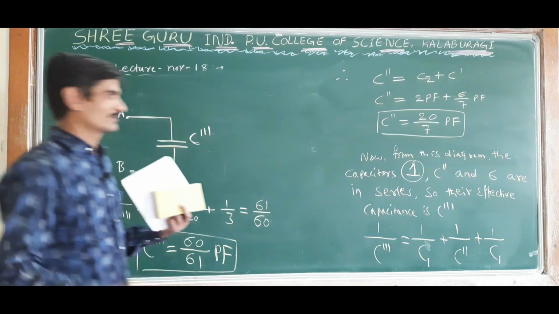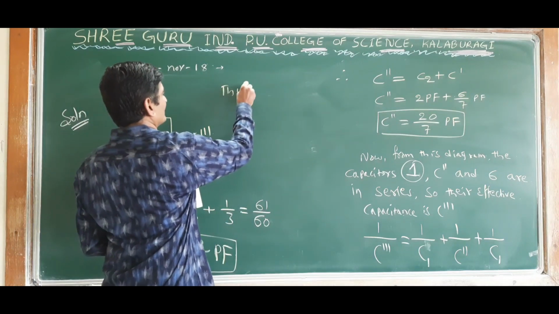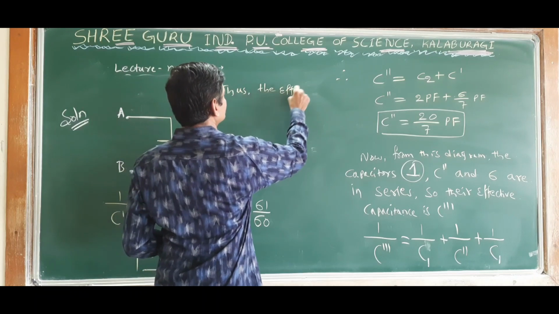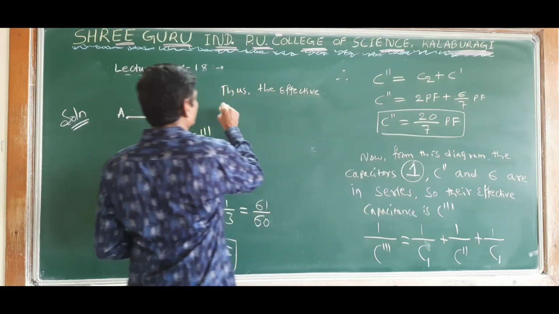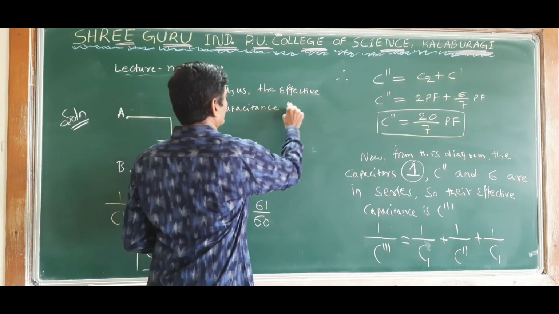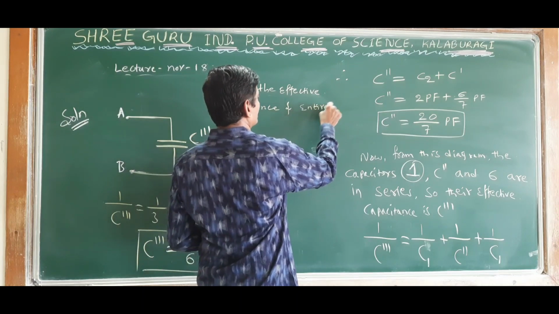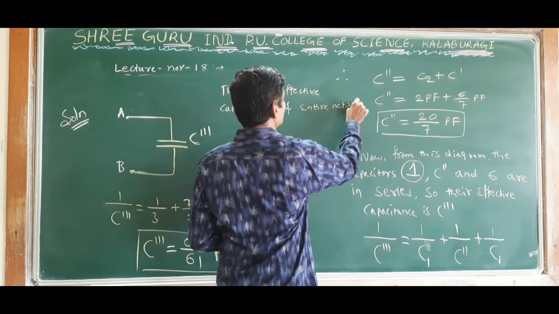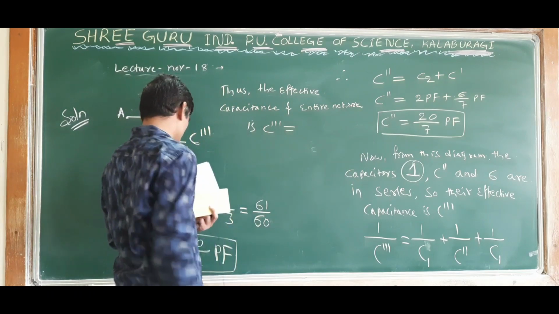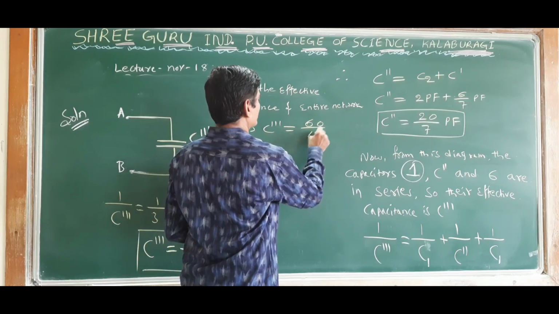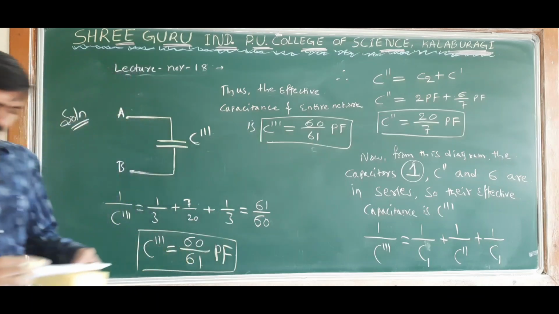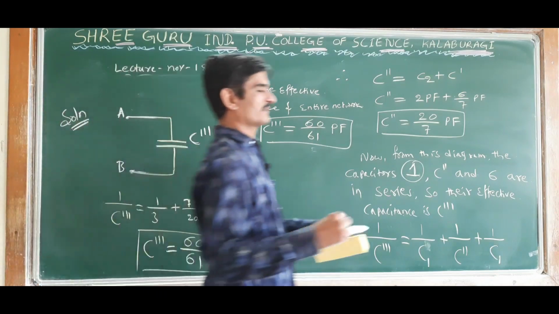Hope you have understood. So thus the effective capacitance of the entire network is C triple dash equal to 60 divided by 61 picofarad. Okay, so this is the answer.